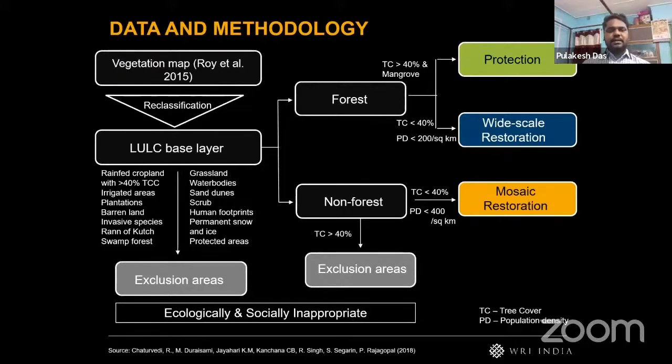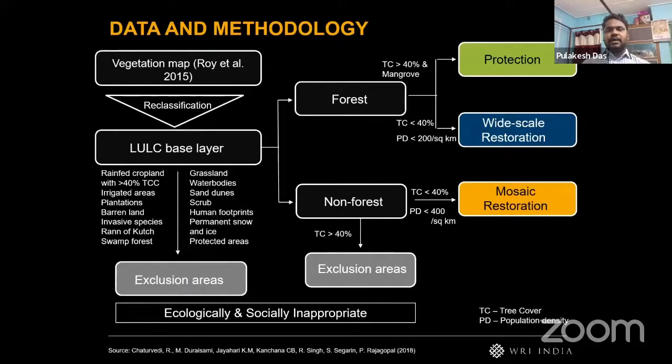So on the left hand side, you can see the number of exclusion principles we have used, which are not suitable or ecologically or socially inappropriate for landscape restoration. So the remaining classes, we have categorized into two subclasses as forest and non-forest.